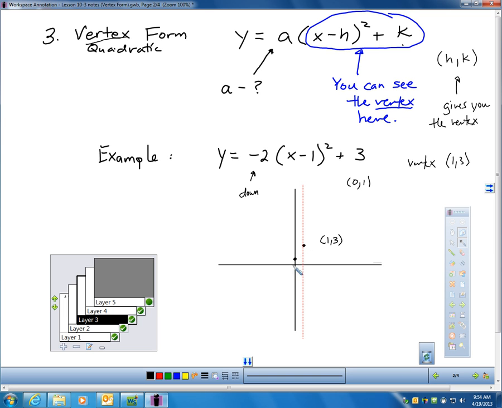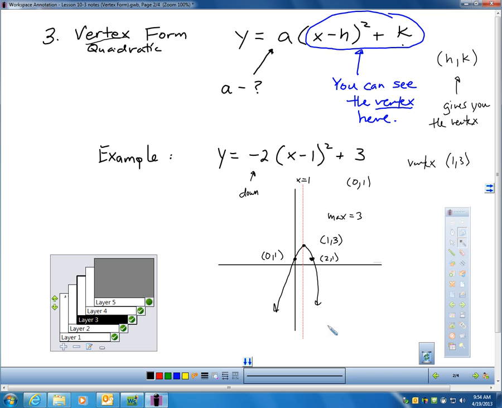So I know that this 0, 1 would be about here. This thing must be opening down. Remember, I said down. And then I can mirror that point over here. Well, since the axis of symmetry is at 1, if I go over 1, I've got to go over another 1. This must be the point 2, 1. There's a second point. That's not a great picture, but I think you get the idea. This has a maximum value right now of 3.